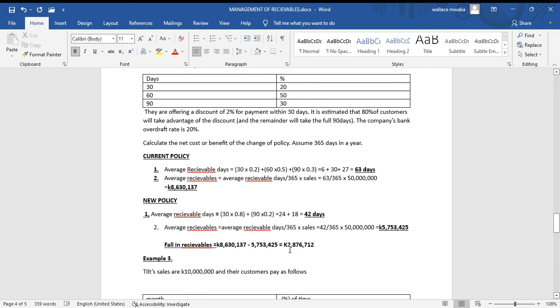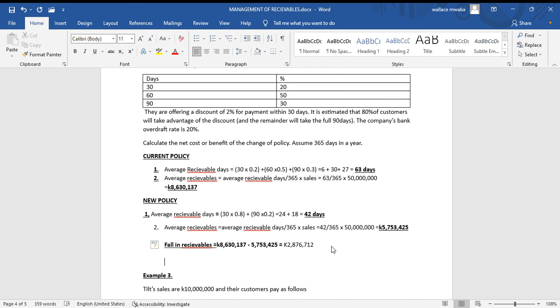Now let's calculate our savings from interest. So this 20% overdraft which we're getting at the bank, with this new discount, we'll be able to save it. So we get 20% of the fall in receivables, which is 2,876,712.